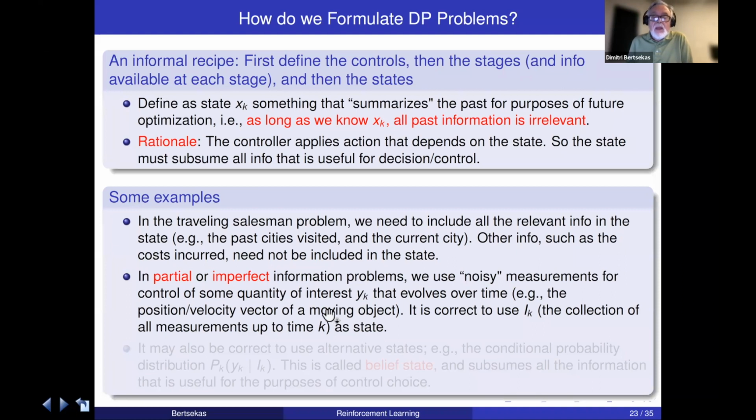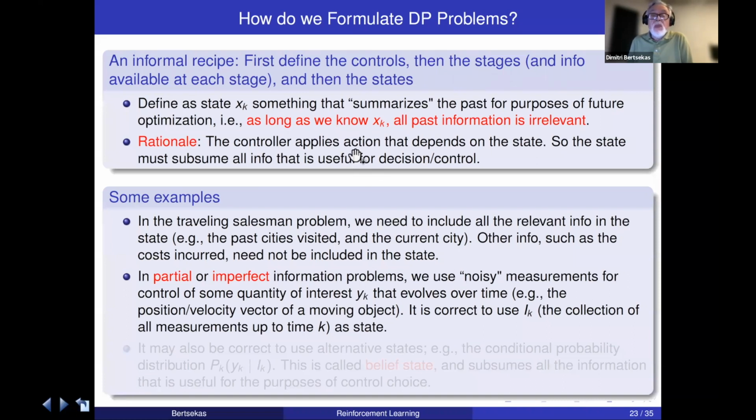For example, in the case of a car moving on a straight line, ideally you would like to know the position and the velocity vector of that car. On the other hand, you may be measuring the position and velocity by radar, which may be imperfect. They have noise. So you don't really know what the vector is, but you may have a probability distribution of what this vector is. Now, what would be the state in this context?